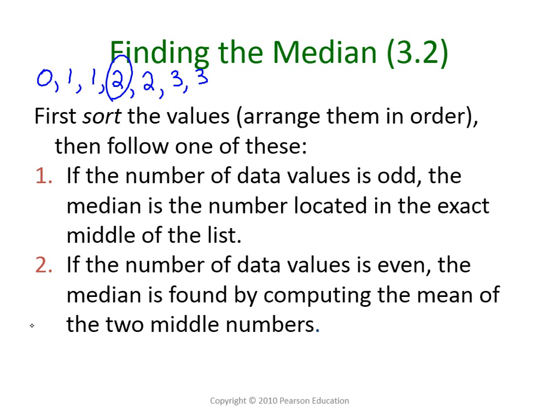If, on the other hand, the number of data values is even, the median is found by computing the mean of the 2 middle numbers. Let's say, just to make things nice and balanced, we had another 0 over here, to where we tried to find the median at that point. Now that you have 8 values, there's not a middle number. The middle number would be whatever's between the 1 and the 2. So to find the mean between those, you would just add them and divide by 2, and we're going to end up with 1.5.